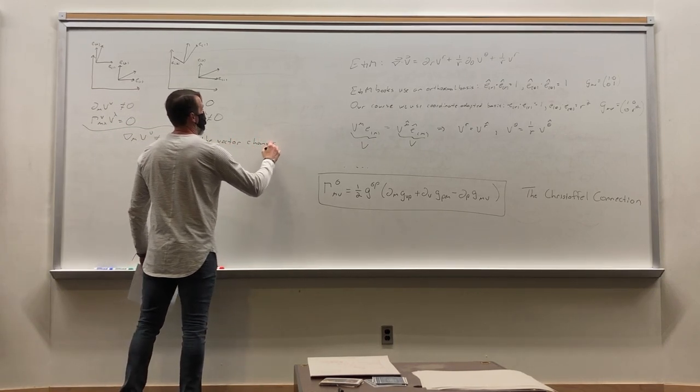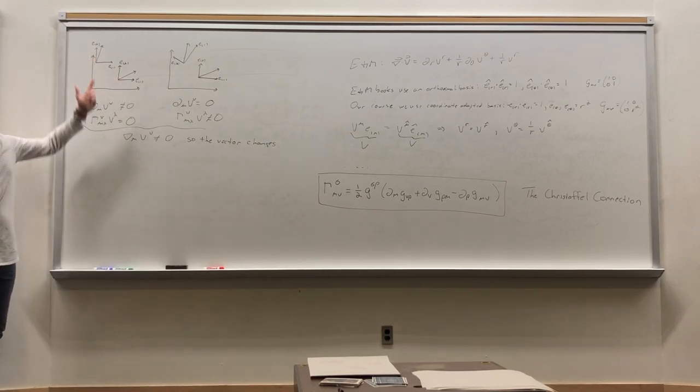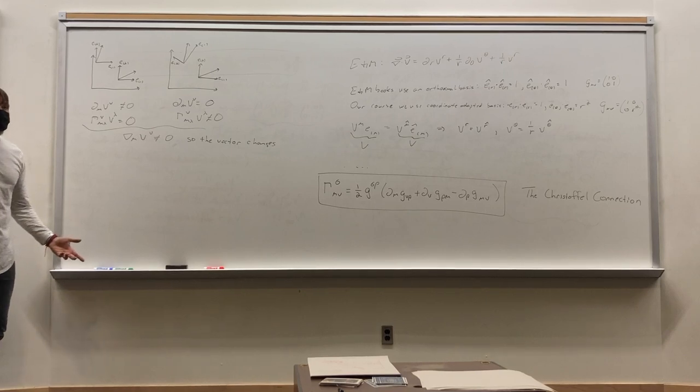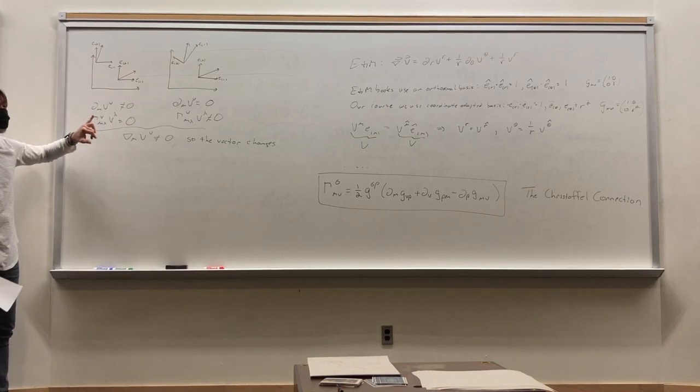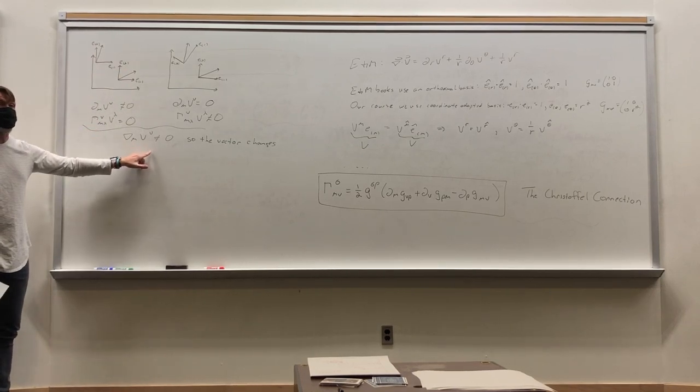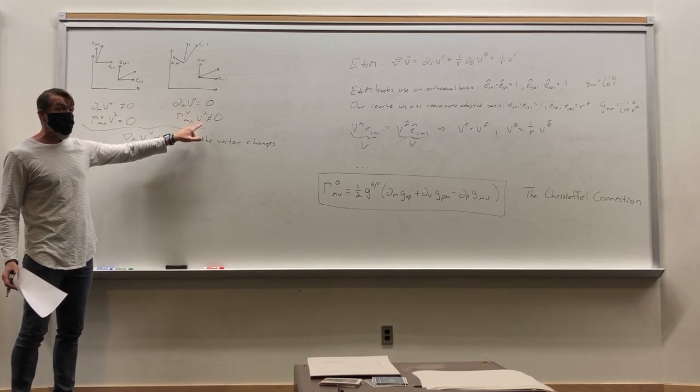Now look, squint your eyes and ignore all this and just look at the two vectors. Are they the same vector? No. You can see that. This points in this direction, this points in this direction. They're different vectors. So the derivative better not be zero. Here it's not zero because the components are changing. Here it's not zero because the basis is changing.